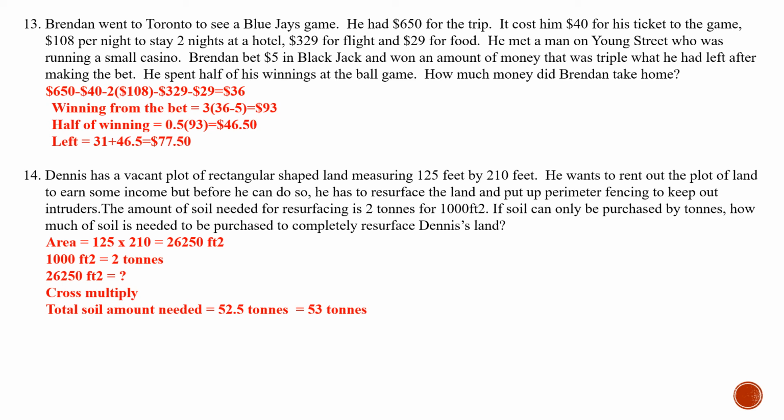$36, isn't it? He met a man on Yonge Street who was running a small casino. Brandon bet $5 in blackjack, so you minus 5 on the 36, and won an amount that was triple of what he had left after making the bet. So 36, you minus 5, you times 3, because he won triple, isn't it? So it's 93. Alright, he spent half of his winnings at the ball game. So $93, half of it went to the ball game, which is $46.50. How much did he take home?